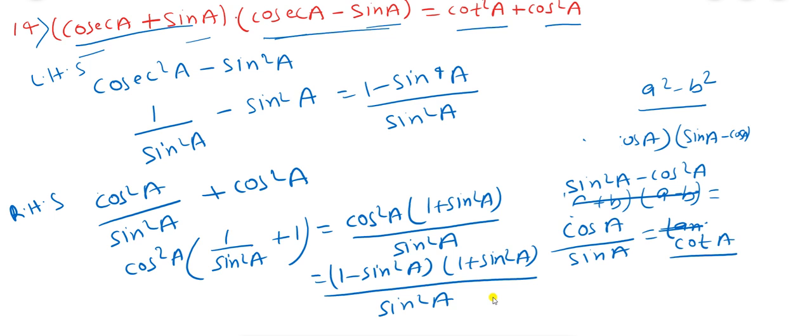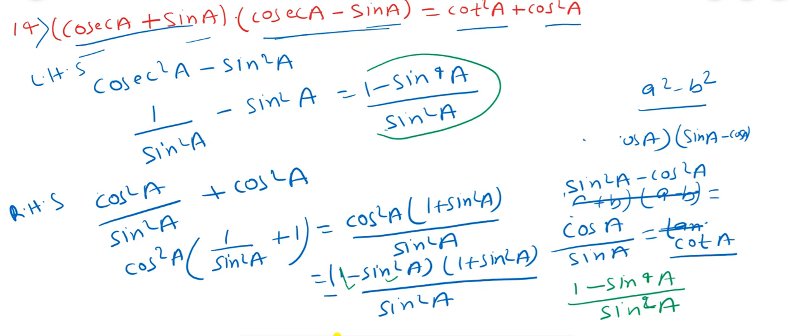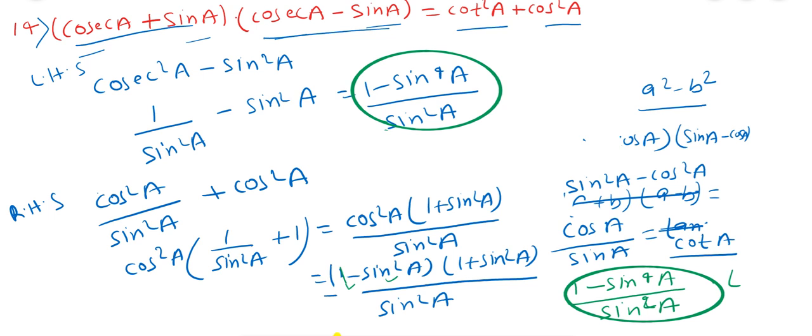So now what I will do with this part: again a minus b and a plus b are here, this is the a, this is the 1. So again I will write a square minus b square, so I will write sine 4A divided by sine square A. So we got it here. LHS is equal to RHS. See, LHS we got like this, and RHS also we got like this. So now we can write LHS is equal to RHS. So this question number 14 is over.